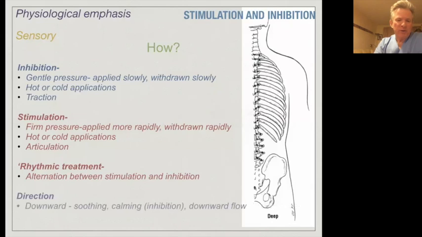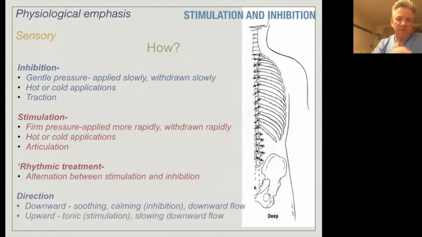The direction that we work, as a general principle, is not universal and not written in stone. Generally, working downwards has more of a soothing, calming effect, particularly in relation to inhibition. Downwards is also what we direct ourselves towards, a downward flow, encouraging bowel function, encouraging the kidney to release to the ureter, et cetera. Upward is generally more tonic, or slows down a downward flow.